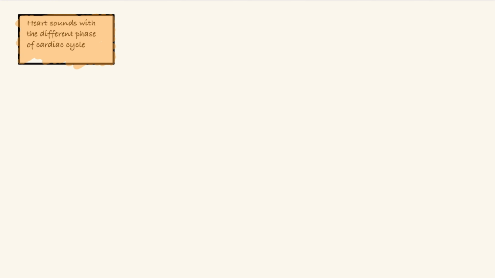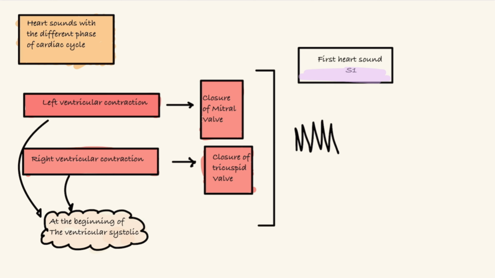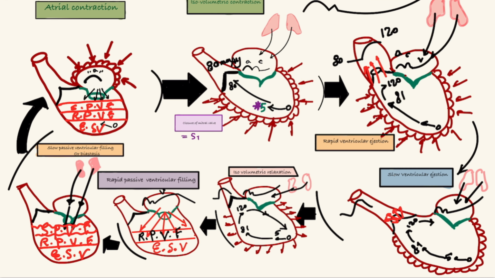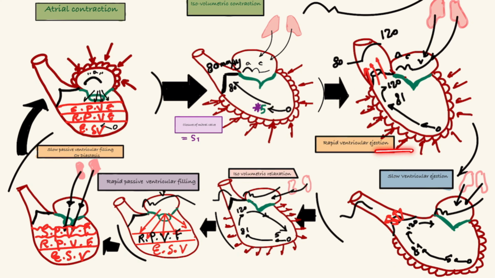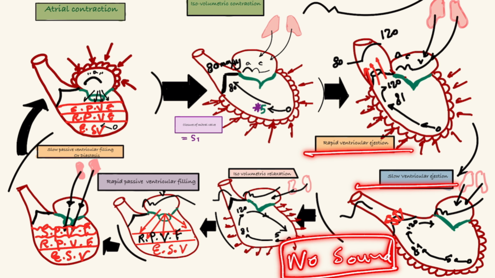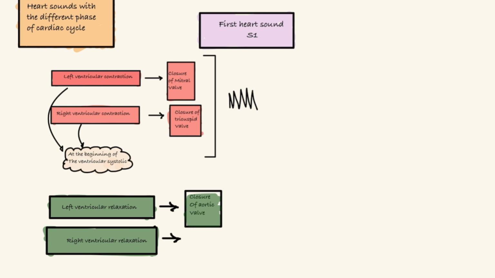Heart sounds. When the left ventricle contracts and ventricular pressure rises, the mitral valve closes, producing the first heart sound, S1. During aortic valve opening, no sound is heard in a healthy heart. Sounds during valve opening indicate valve dysfunction. As the ventricle relaxes and ventricular pressure falls, the aortic and pulmonary valves close, producing the second heart sound, S2.